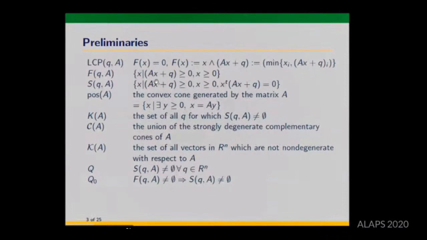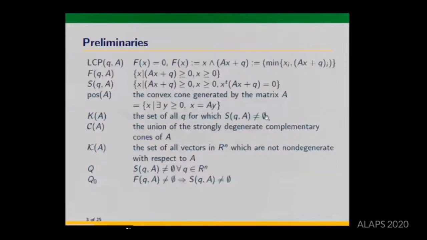the linear complementarity problem is basically to find x such that, given a matrix A and a vector q, Ax plus q is greater than or equal to 0, and x transpose (Ax plus q) is equal to 0. This is the complementarity constraint. The other one is the feasibility condition, which is given by the linear inequalities.